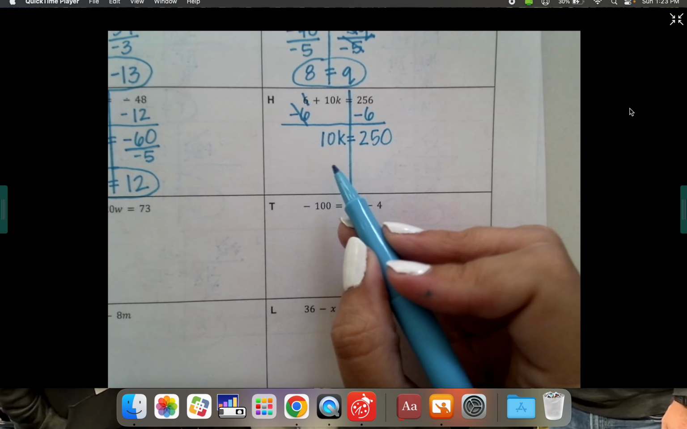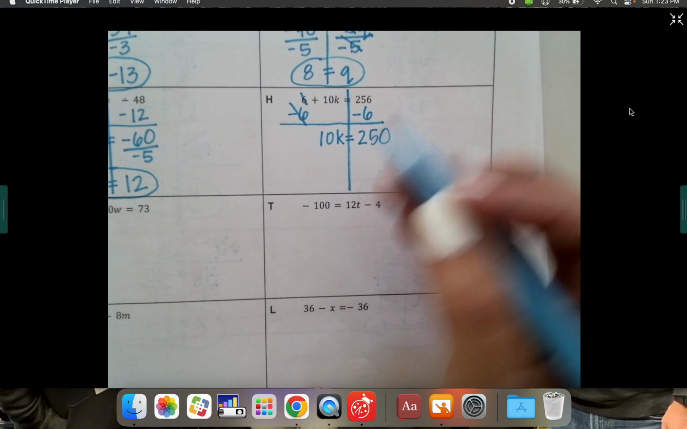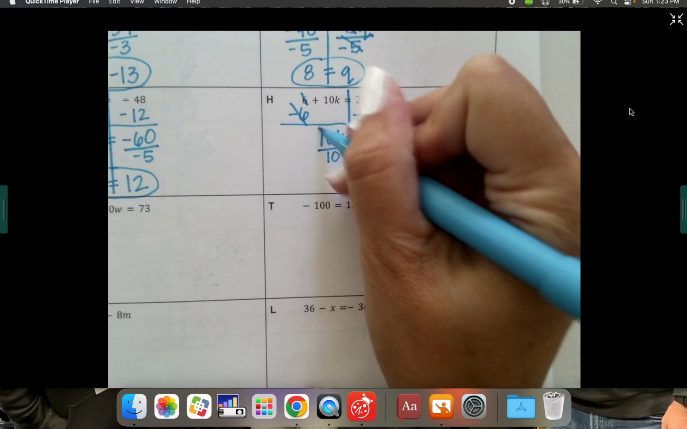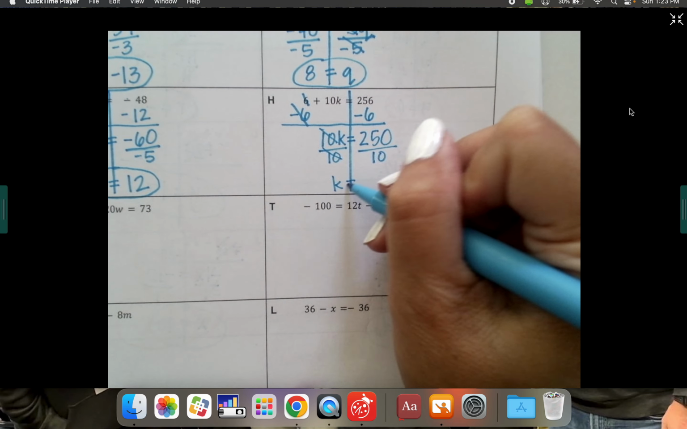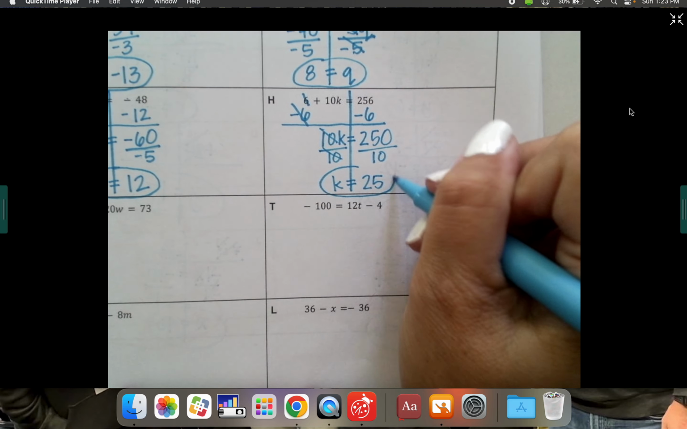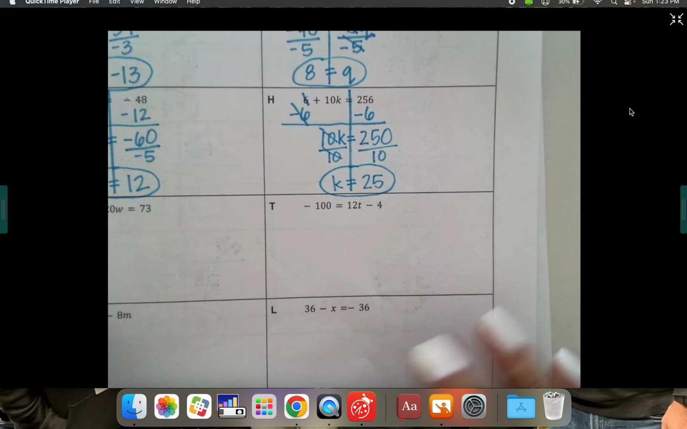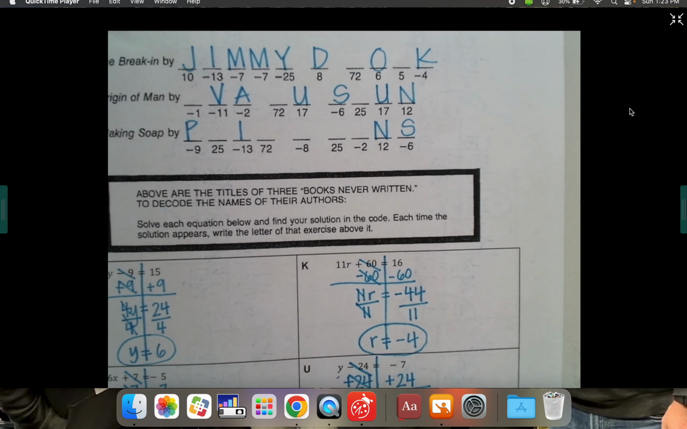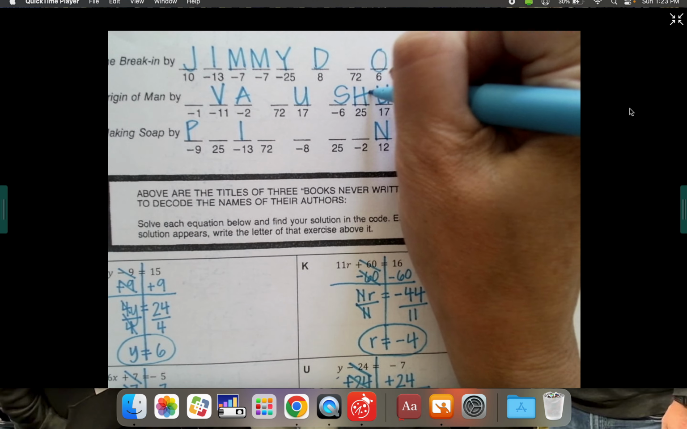And now our last step, k is being multiplied by 10, so we are going to divide by 10 on both sides. Pretty sure 250 divided by 10 is 25, but use your calculator and double check that one. 25 is H. So we are going to find all of our H's. Sorry, our 25s and make them H's.